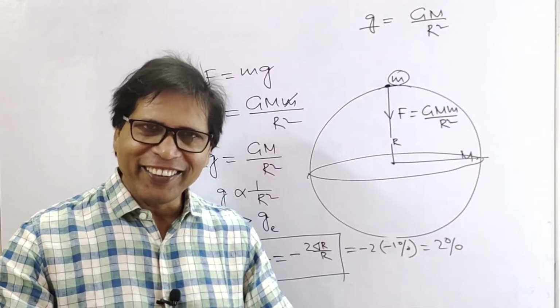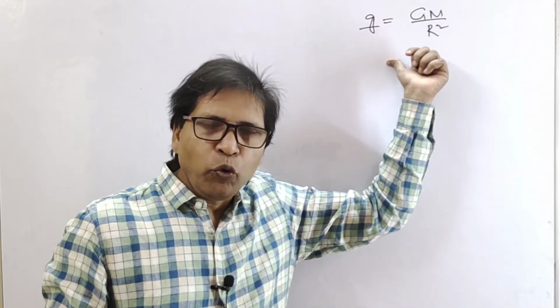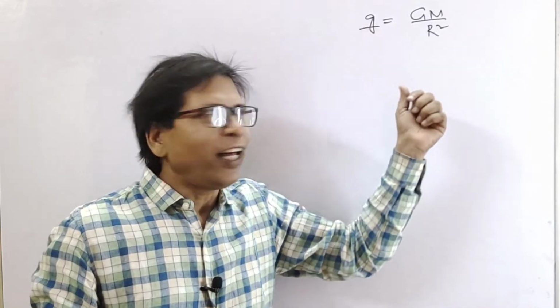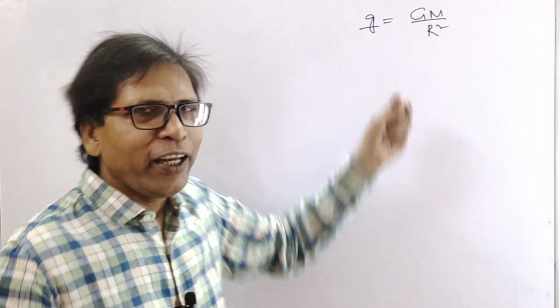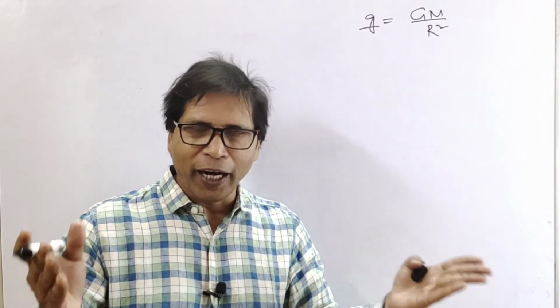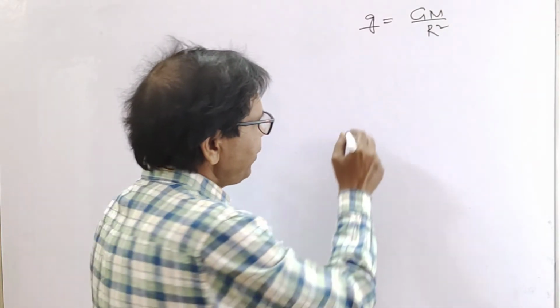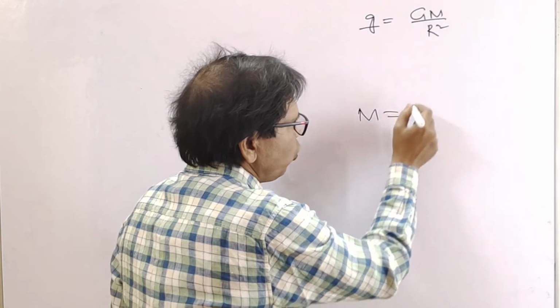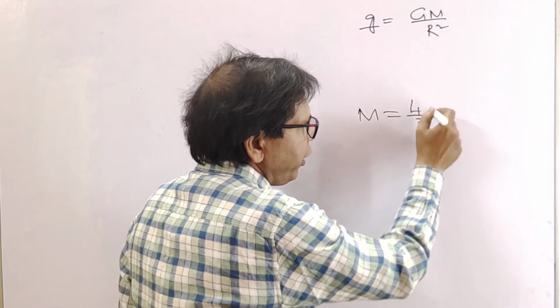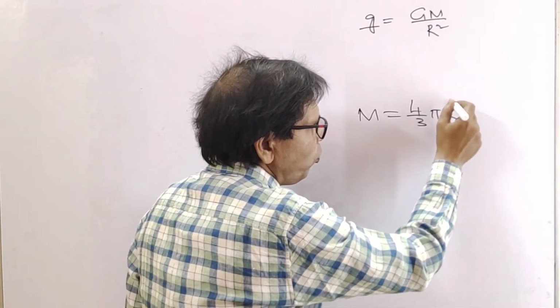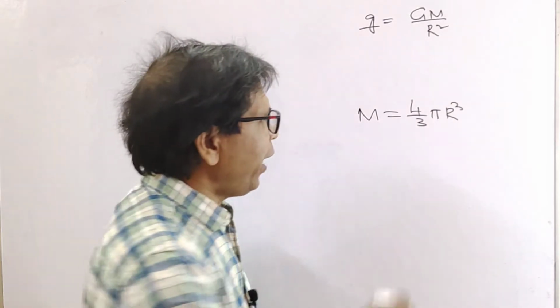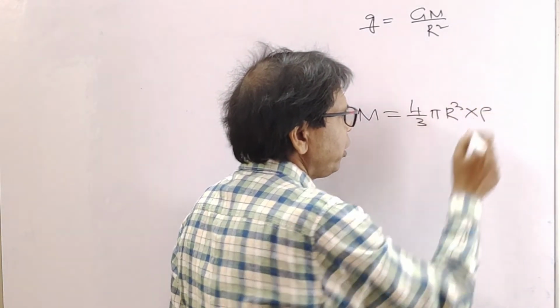Okay, understood? Next, again we have to establish the relation between small g and the mean density of the Earth. If rho is the mean density of the Earth, then its mass M equals volume into density. This is the volume of the Earth and rho is the mean density.